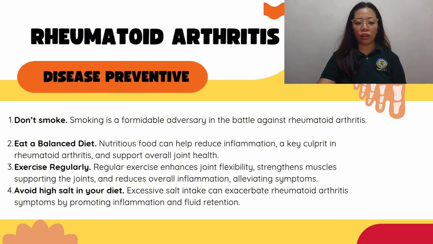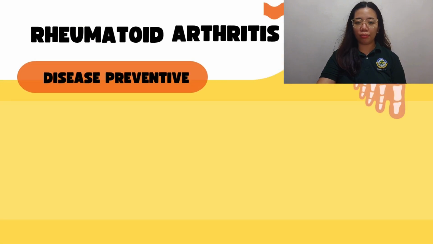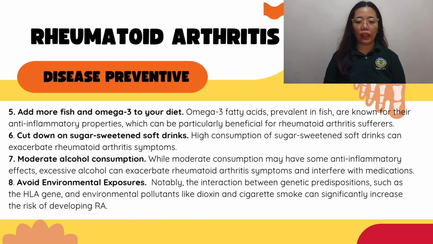Avoid high salt in your diet. Excessive salt intake can exacerbate rheumatoid arthritis symptoms by promoting inflammation and fluid retention. Add more fish and omega-3 to your diet. Omega-3 fatty acids prevalent in fish are known for their anti-inflammatory properties, which can be particularly beneficial for rheumatoid arthritis. Next is to cut down on sugar-sweetened soft drinks. High consumption of sugar-sweetened soft drinks can exacerbate rheumatoid arthritis symptoms.